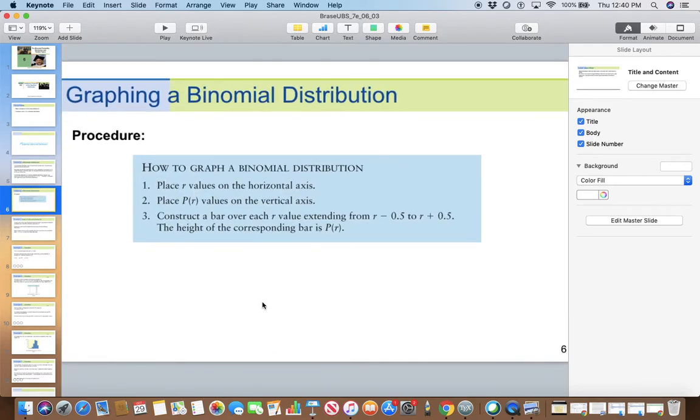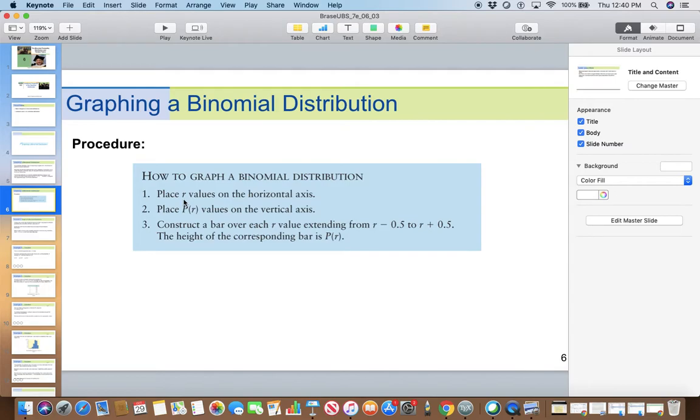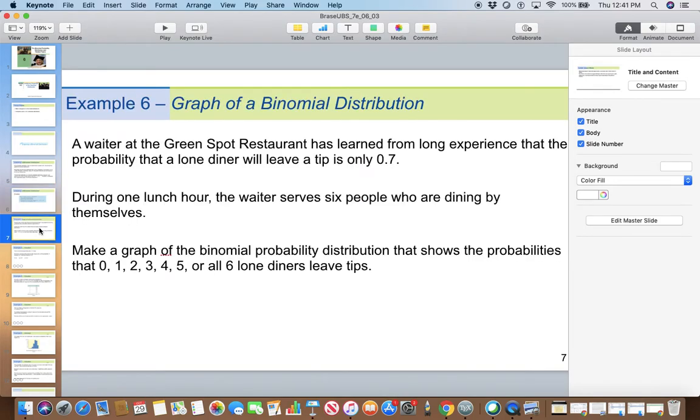How do you graph a binomial distribution? Place R on the horizontal axis. Place probability of R on the vertical axis. Construct a bar over each R value extending from R minus 0.5 to R plus 0.5. This is to make sure that the width of each rectangle is precisely 1. The height of each bar is probability of R.